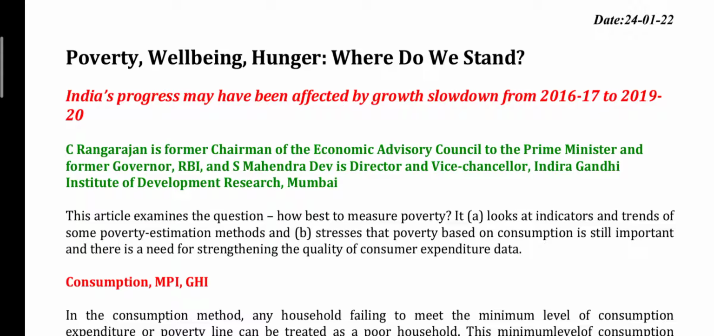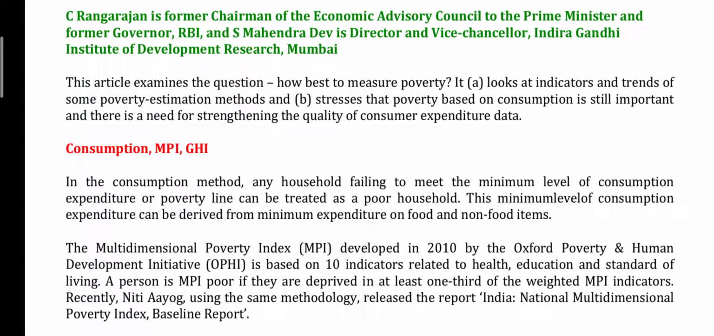The Multidimensional Poverty Index, MPI, developed in 2010 by the Oxford Poverty and Human Development Initiative, is based on 10 indicators related to health, education, and standard of living. A person is MPI poor if they are deprived in at least one third of the weighted MPI indicators. Recently, Niti Aayog, using the same methodology, released the report India National Multidimensional Poverty Index Baseline Report. In this report, Bihar was the least developed state.